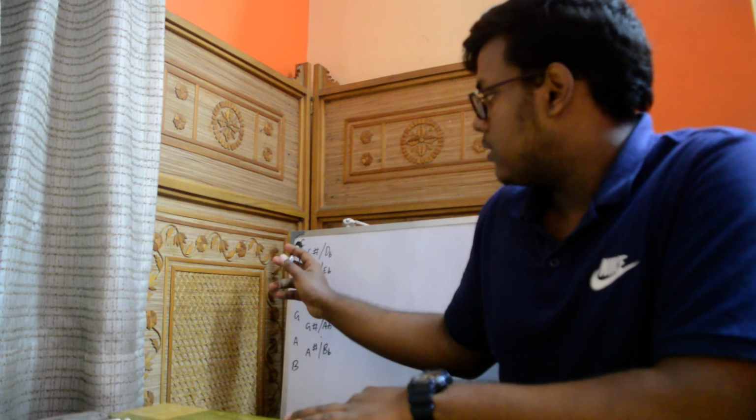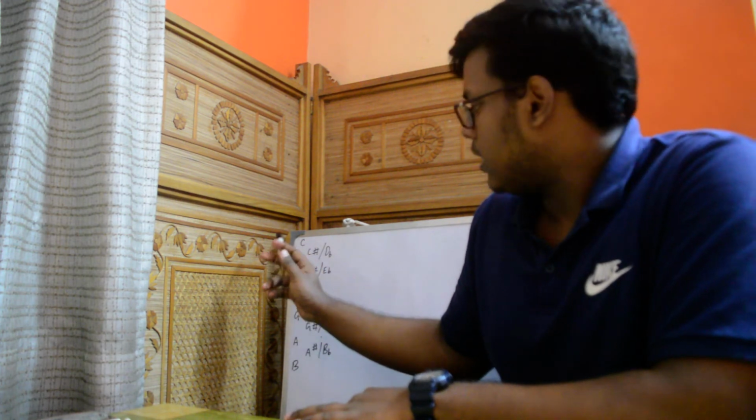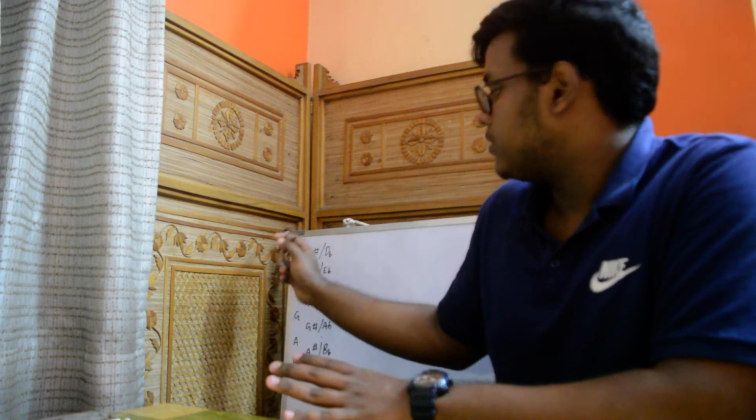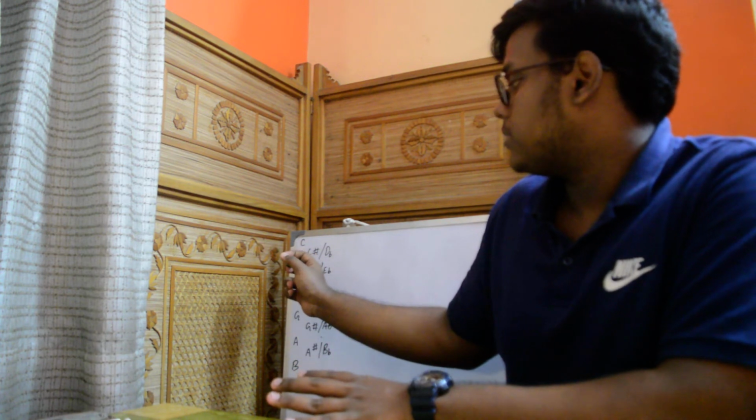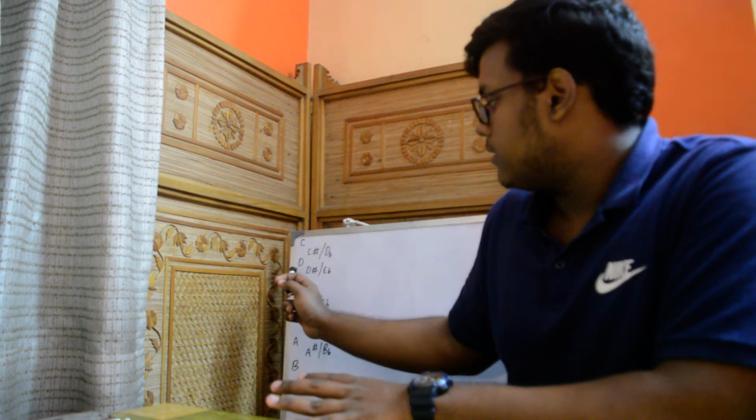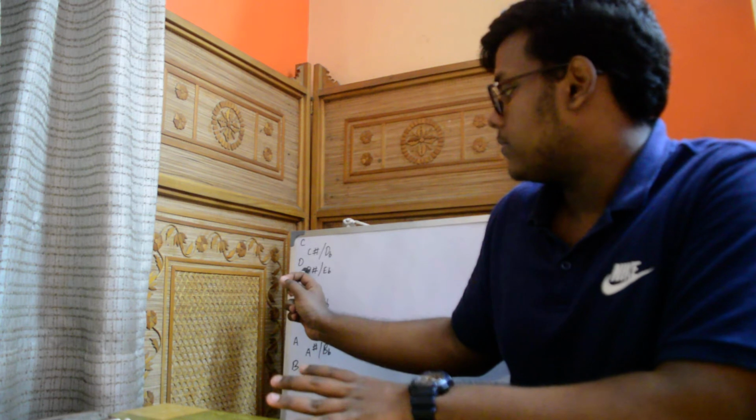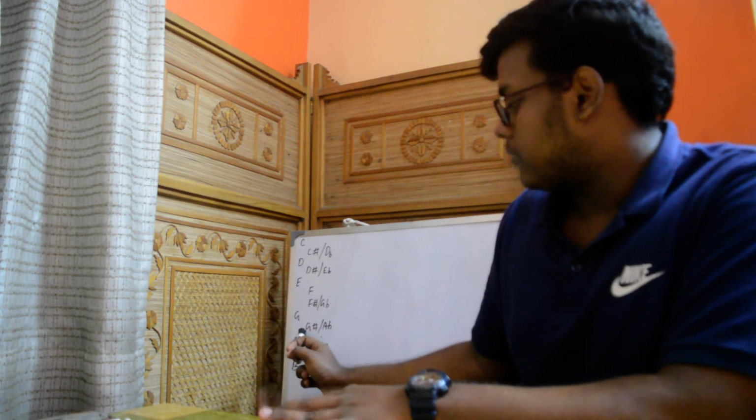You see, this note is called C. After C comes C sharp. This C sharp is also called D flat. Then comes D. Then comes D sharp. This D sharp can also be called E flat. Then comes E, F, then F sharp, which is also called G flat. Then comes G, then G sharp, which is also called A flat, then A, then comes A sharp, which is also called B flat, and B.